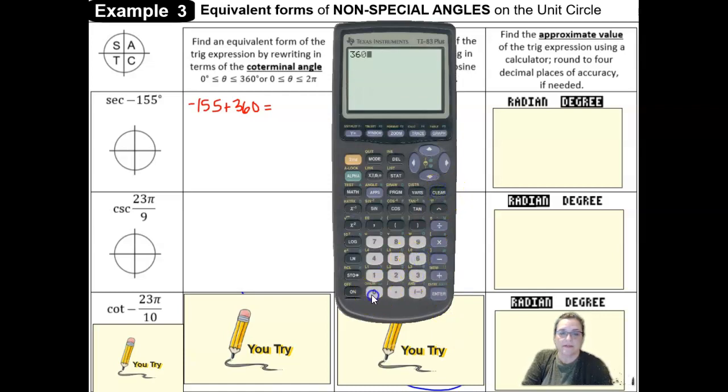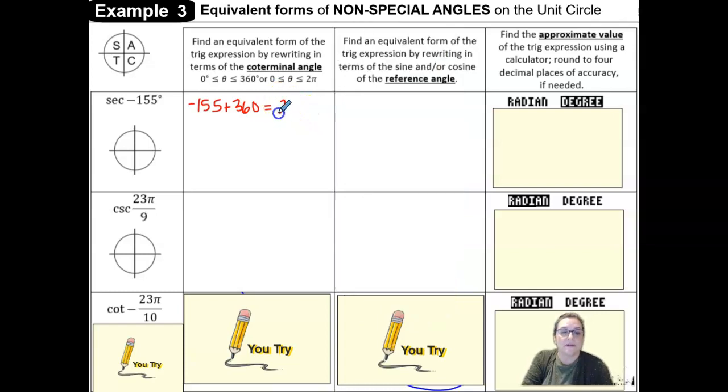So 360 minus 155 is 205 degrees. And 205 degrees is in quadrant 3, between 180 and 270. And so we can write the secant of negative 155 degrees as equivalent to the secant of its coterminal angle, 205 degrees.